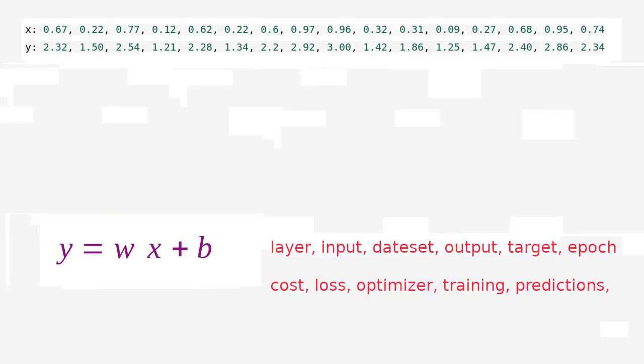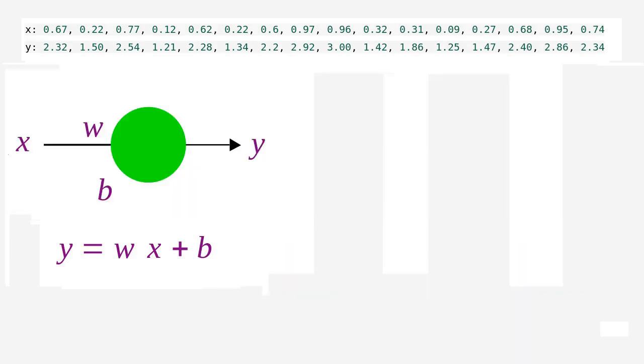We have encountered terms like layer, input, target, and epoch. But one important term is missing: batch. Before we delve into what a batch is, let's summarize what we have learned so far. We have learned to treat the linear regression problem as a neural network.